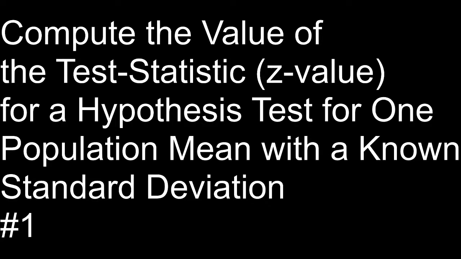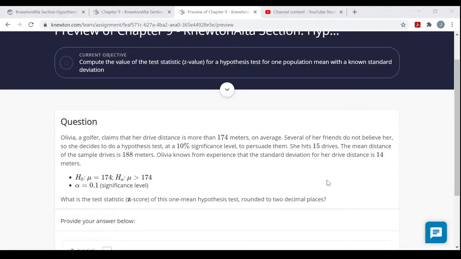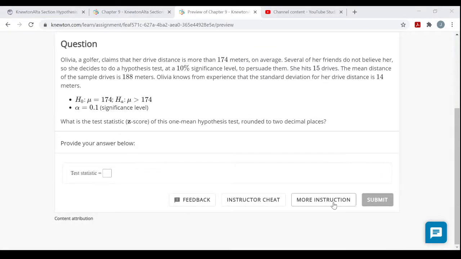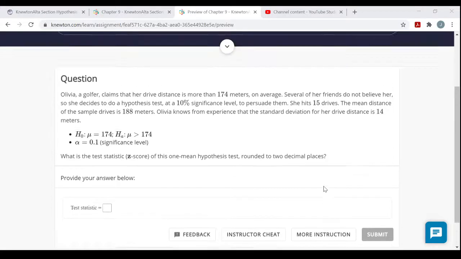This is the first video on this type of question related to this objective from your Newton Alta homework. We're going one step at a time through all the steps of a hypothesis test, and this is the step where we have to calculate a test statistic from our sample. Let's take a look at the question. If you're unfamiliar with the topic, click on more instruction, look at their videos, notes, and examples, and hopefully they help you out.